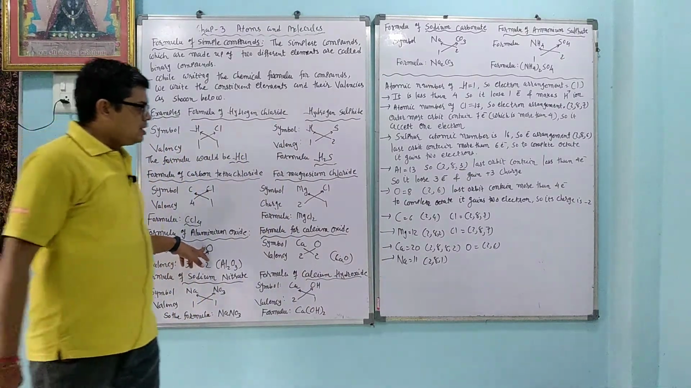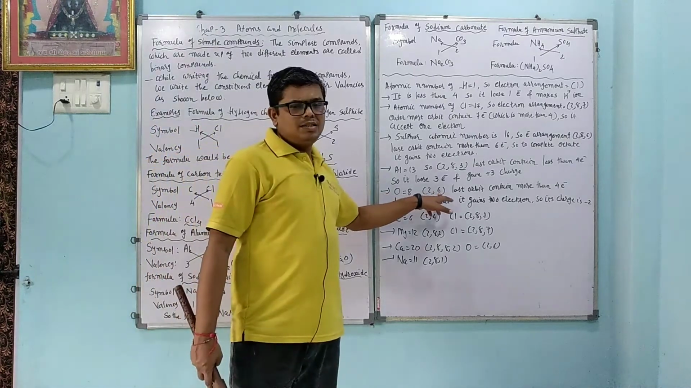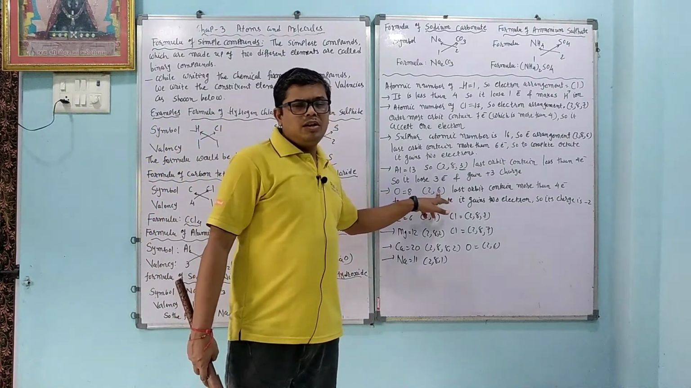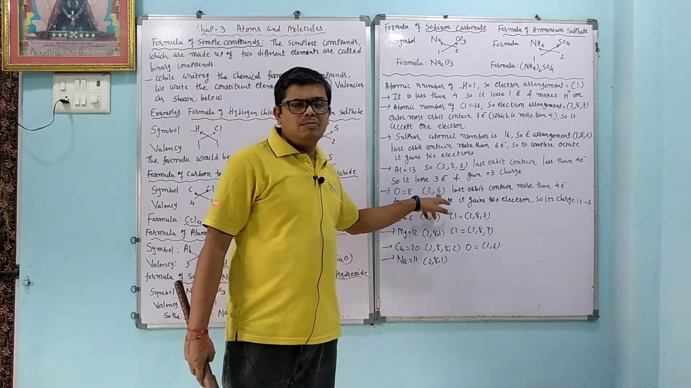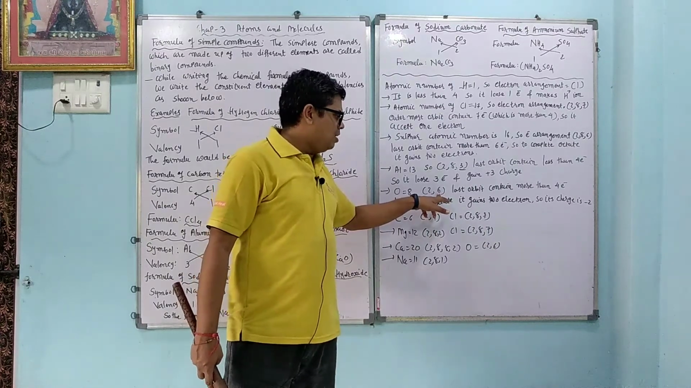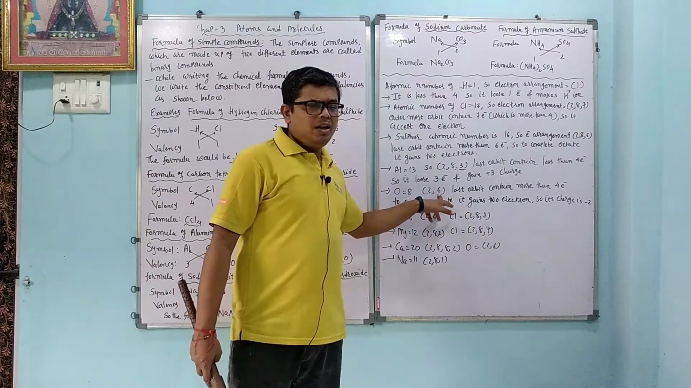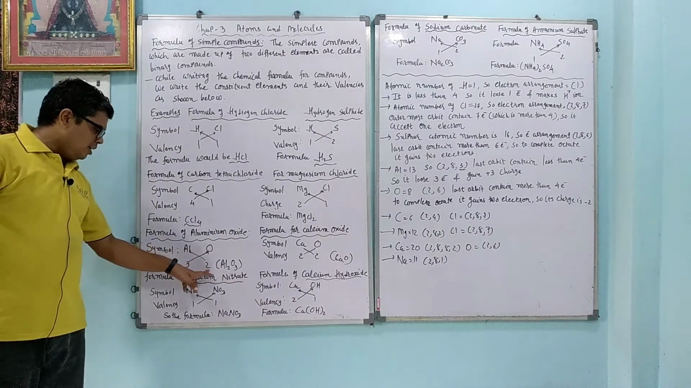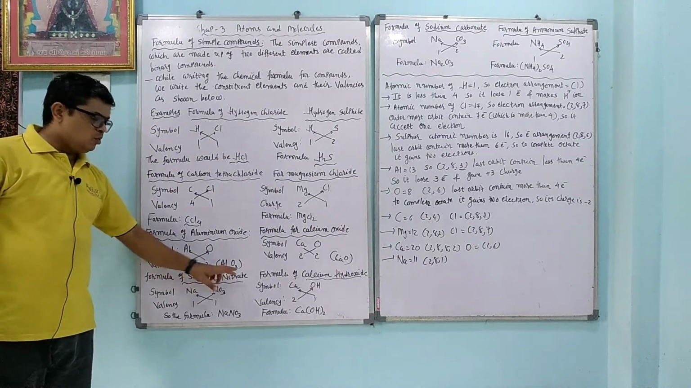Oxygen's atomic number is 8, so we can write 2, 6. The outermost orbit contains 6 electrons. It is more than 4, so it has a tendency to gain electrons. How many electrons does it gain? It gains 2 electrons to complete the octet, so by gaining 2 electrons it becomes 8. So oxygen's valency is 2. Now we will do cross multiplication. So we get Al2O3.